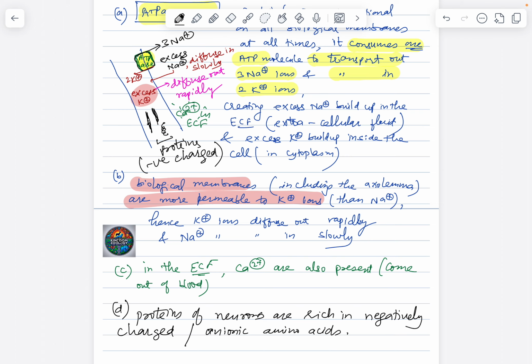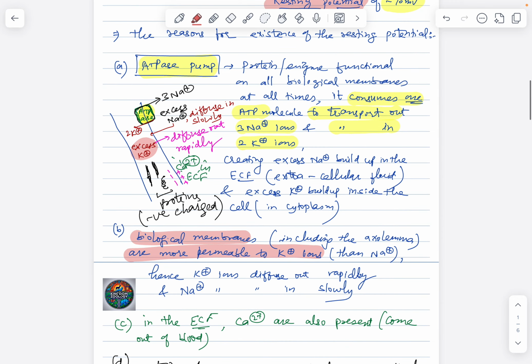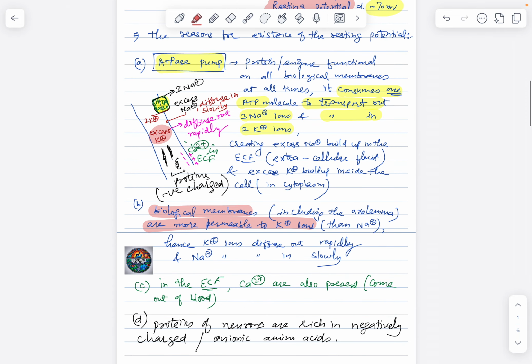So we see where the story is going. What is the combined result of all these things? The combined result of all these things is this, that the inside of the membrane will be always negative and the outside will be comparatively what? Positive. So that's your resting potential, that's your resting membrane that is charged, and the potential on the resting membrane is called resting potential. How much is the value of resting potential? Minus 70.